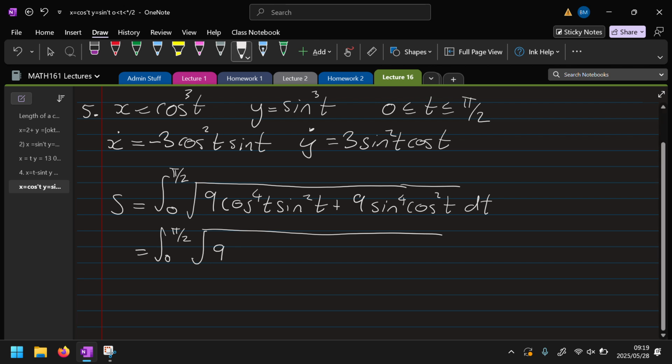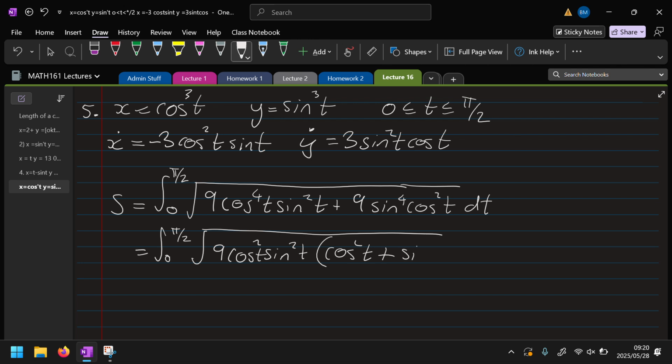Okay, so again, before you jump ahead to all of your integration stuff, try and simplify first. So 9 cos squared sine squared, we can factor that out. And then what's left over? From the first one, we had cos to the 4, so there's a cos squared left over. Sorry, I put theta there, so that's t. Cos squared left over there. And then from the second one, that was a sine to the 4, so there's a sine squared left over. So we end up with this.